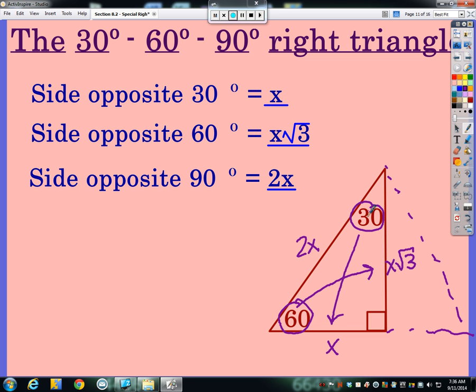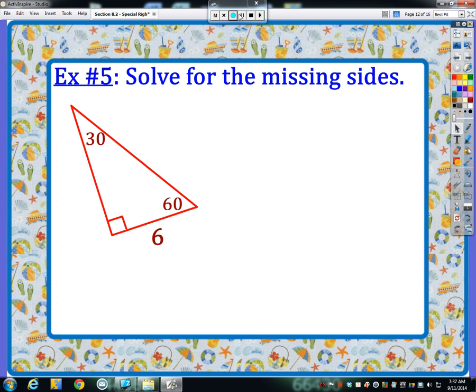Okay, so 30 is the smallest angle, opposite of it is the smallest side. 60 is the medium angle, so opposite of it is kind of the medium side. And the 90-degree angle is the biggest angle, so opposite of it is the largest side. So now let's apply this pattern to some examples.